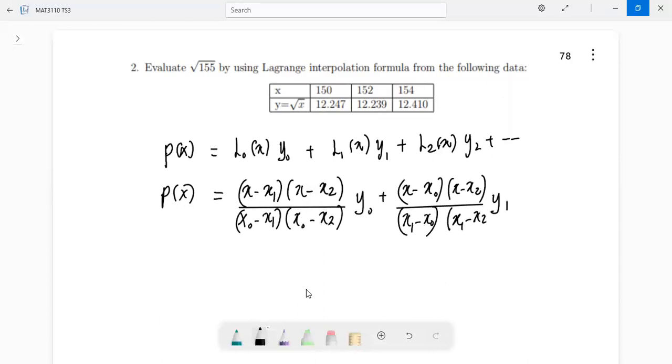And then plus, I think I have enough space there. Also here, this will be x minus x1, so you don't have x2 in the numerator here. So x minus x1, and then x minus x0. And then divide by everything, subtracting from x2. So x2 minus x1, x2 minus x0. And then times y2.